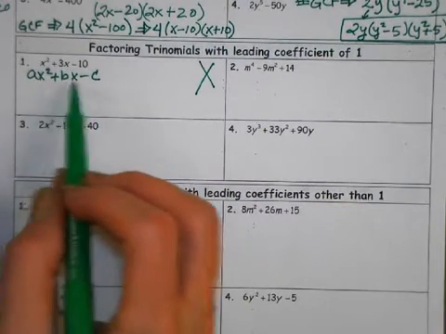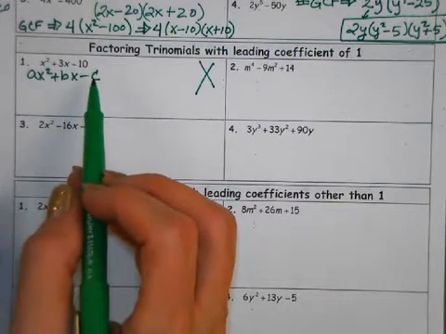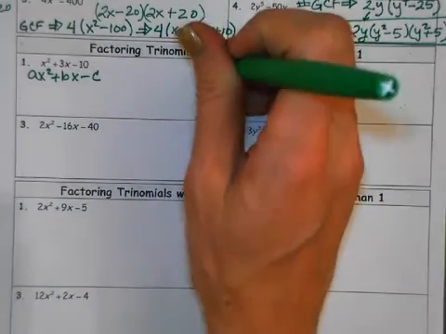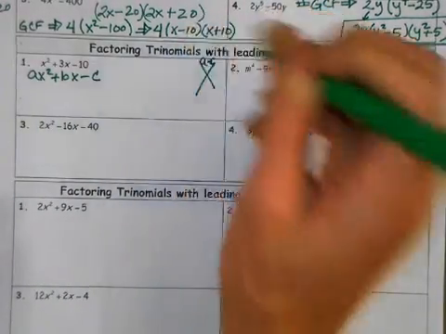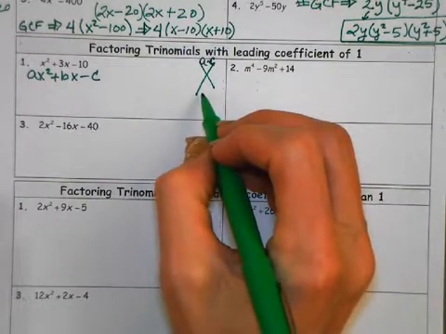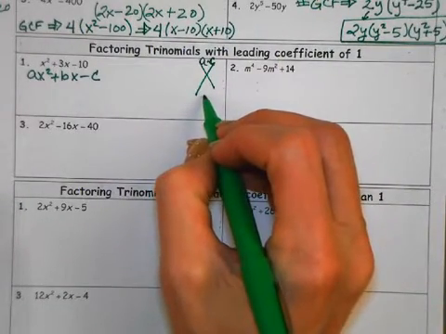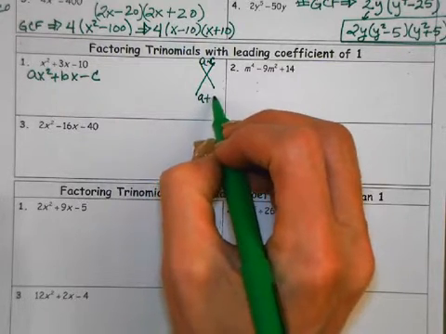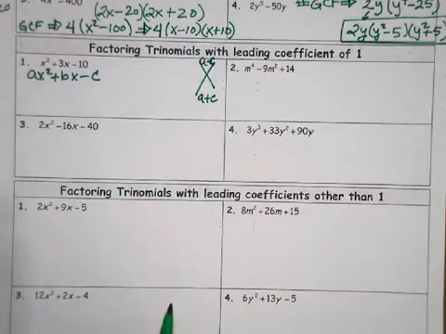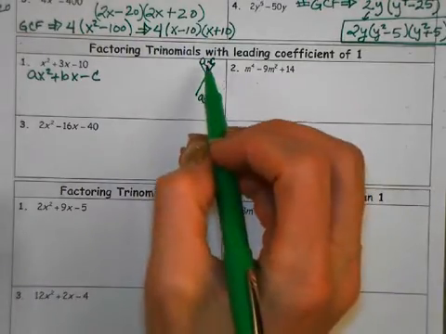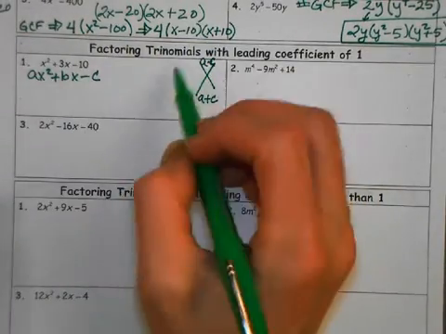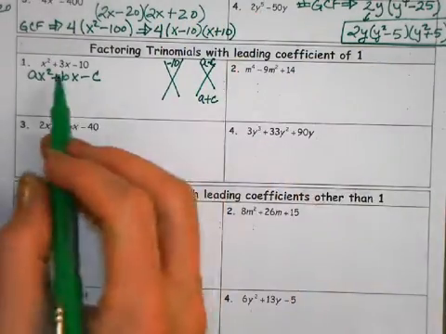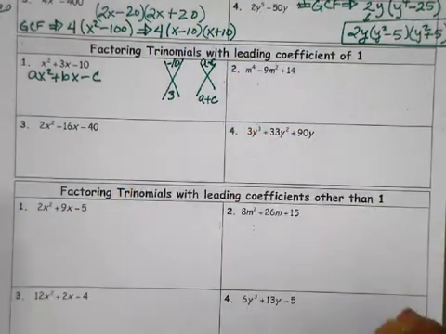Okay? So you need to find the set of numbers that when you multiply a times c, you're going to get the product, and when you add them together, you're going to get b. Okay? So an example would be I have negative 10, so if I do the x, I have negative 10 here, and when I add it together, I'm going to get 3.